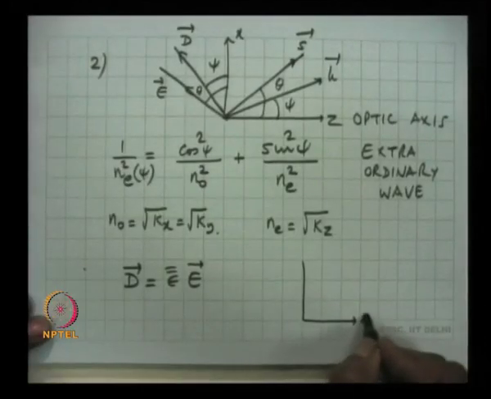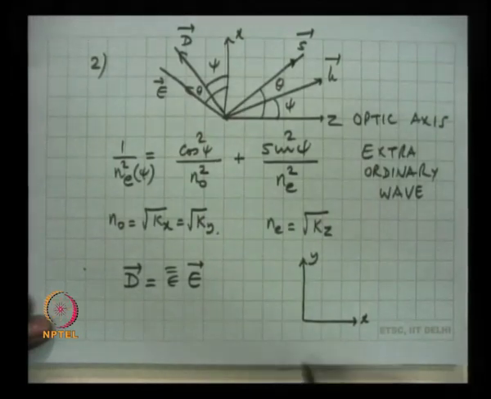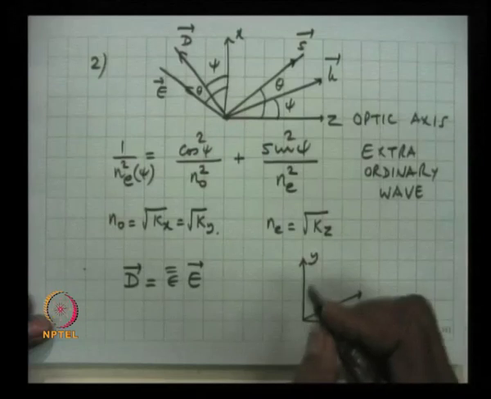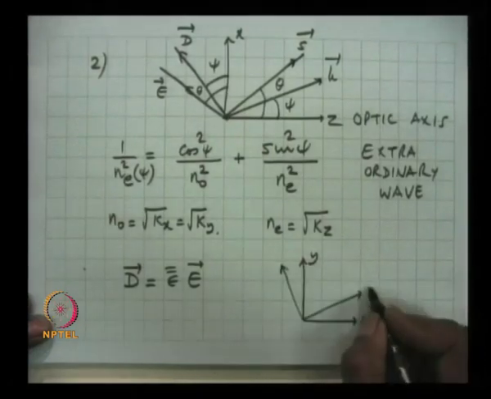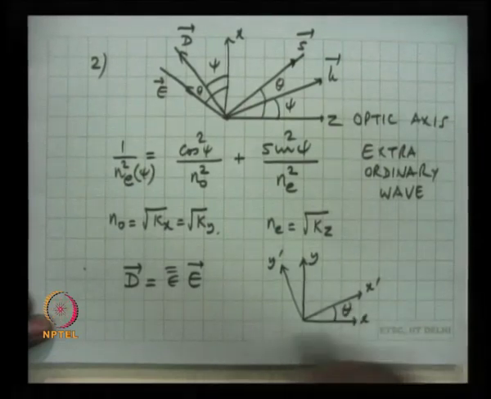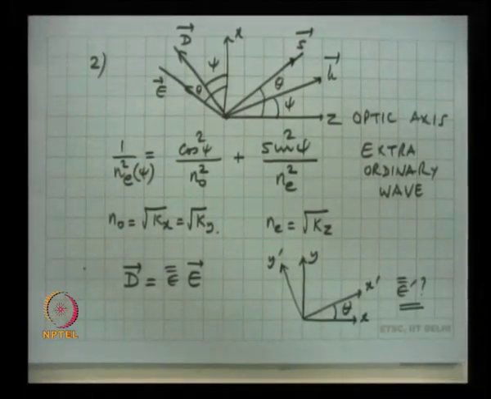So, let me give you a simple problem. Let me look at x and y coordinates. So, this is x and y. This is a principal axis system. Suppose I rotate the coordinate system around the z axis and go to another coordinate system x prime y prime. Suppose this is theta. What is epsilon in this coordinate system? Let me call it epsilon prime. How does the epsilon matrix transform itself when I change my coordinate system?